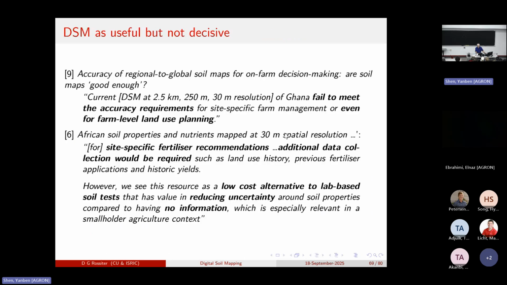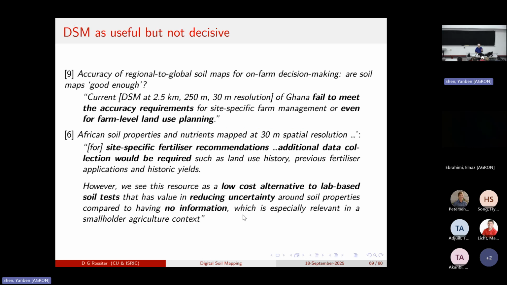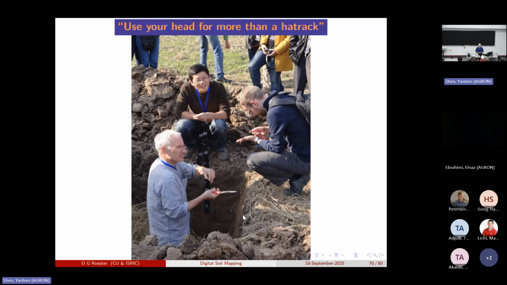So the last slide is, I think, a nice example from a paper that looked at the digital soil maps at various resolutions and failed to meet accuracy requirements for site-specific farm management. So these people said, well, we can't use this even for farm level planning. But in this paper, they said additional data would be required, but we see this resource as a low-cost alternative to lab-based soil tests. It has value in reducing uncertainty around soil properties compared to having no information. I think this is one way to think about it. Don't take it for truth, but take it as reducing your uncertainty, almost like a prior. It gives you some idea of what you might find when you get there. It's better than nothing. But don't be fooled by that map that shows you all this fine detail. So that is my presentation.